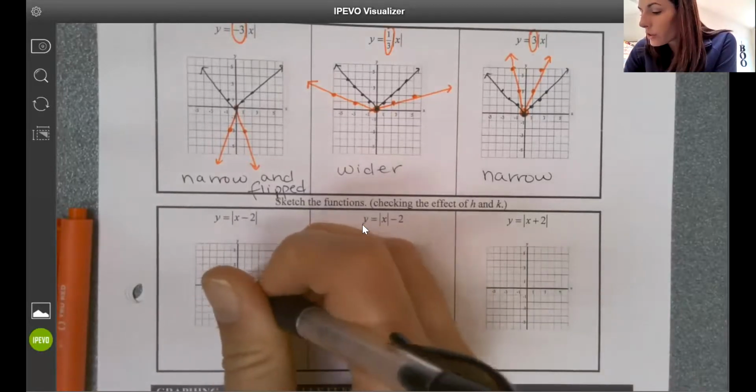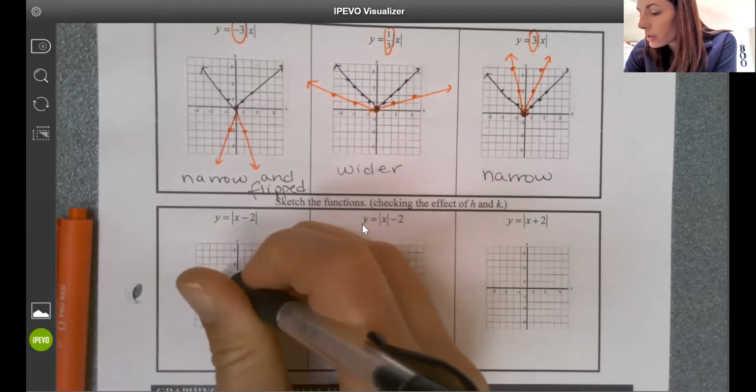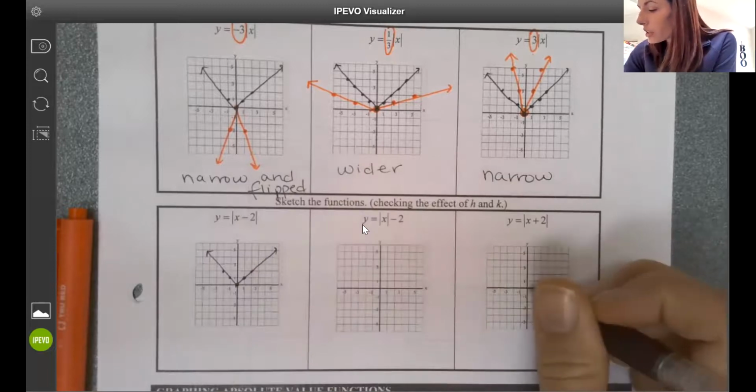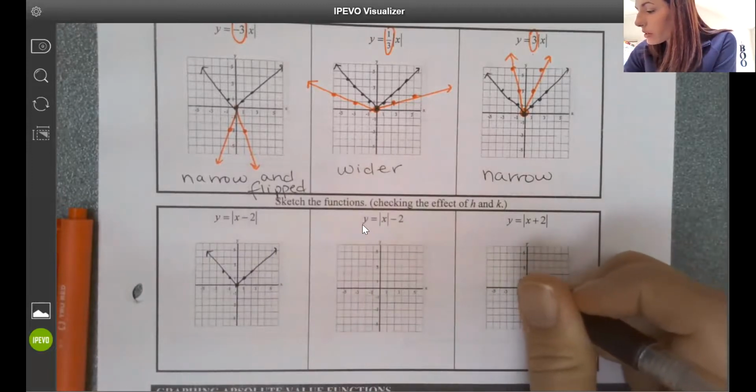So again, let's draw in our first graph. Just go 1 over 1. Here's my initial function. Let's do the same in the last graph here.